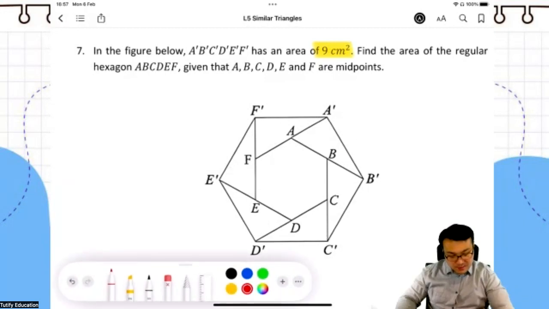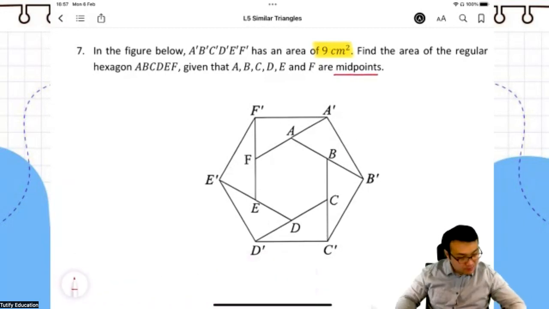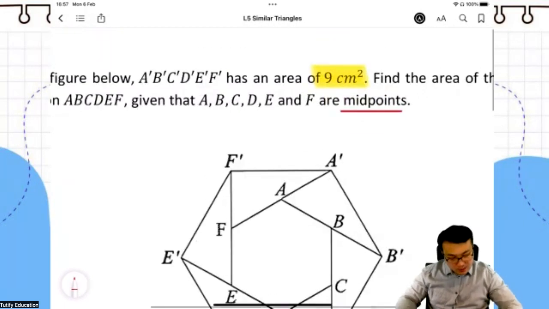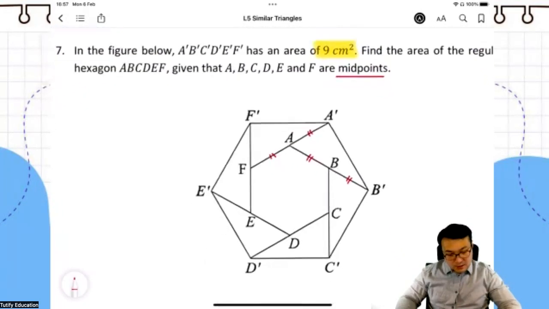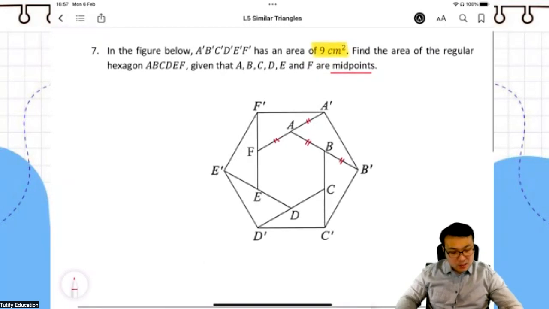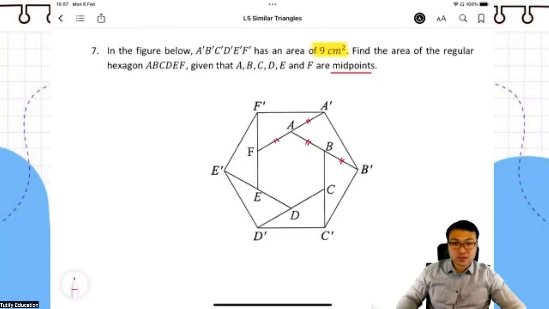They are telling us that A, B, C, D, E, F are the midpoints. So midpoint means what? This is in the middle. That means these have the same length as this. This has the same length as this. And so on. Okay, students? Now they're asking you to find the area of the smaller hexagon. So why not I give you 3 minutes? Can you all try to find the area of the smaller hexagon? Your time starts now.